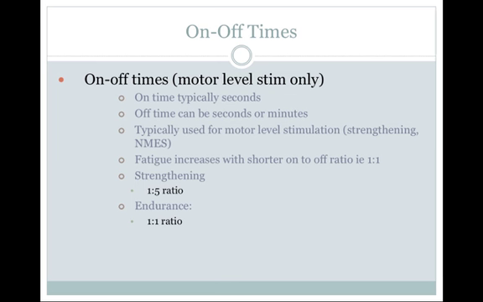Since we get an increase of fatigue the quicker that we're contracting a muscle, with a shorter on to off ratio, we're going to increase fatigue. So as shown in the last bullet there, if we want to work on endurance, we're going to set that closer to a 1-to-1 ratio, say 10 seconds on, 10 seconds off.